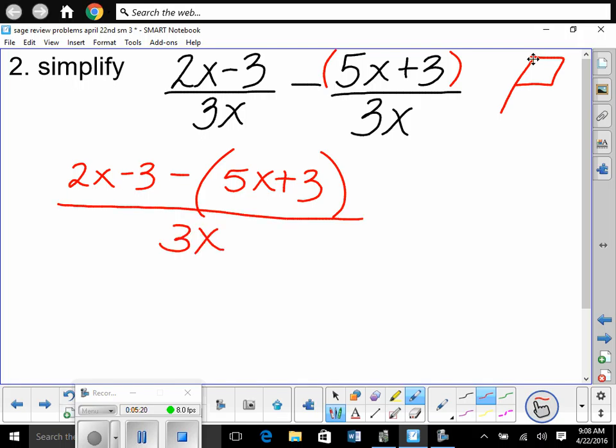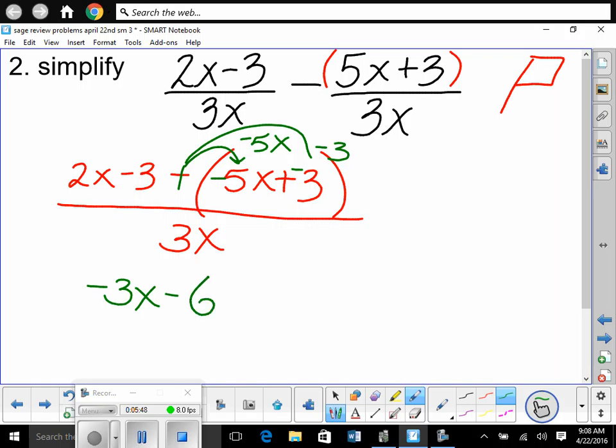Now we can put it together since they have the common denominator, right? That's our goal. So we're going to distribute our negative through. So that'll be negative 5x, right? Minus 3. So technically cross line, change the sign, change the sign. So then 2x plus negative 5x is negative 3x, and negative 3 plus negative 3 is negative 6, all over 3x. Now that technically is our answer, but it's not the most simplified answer.